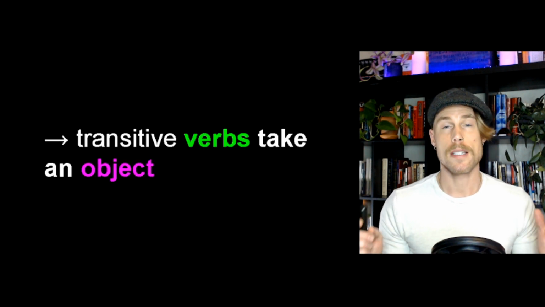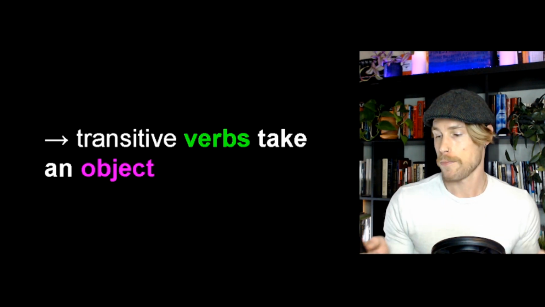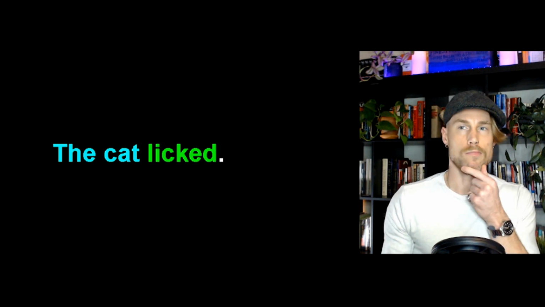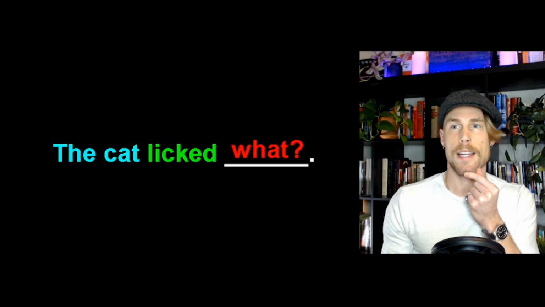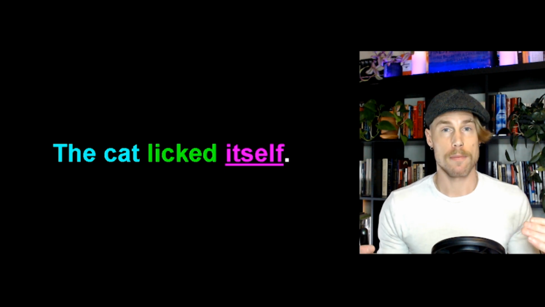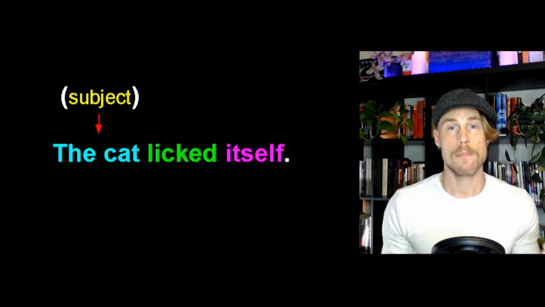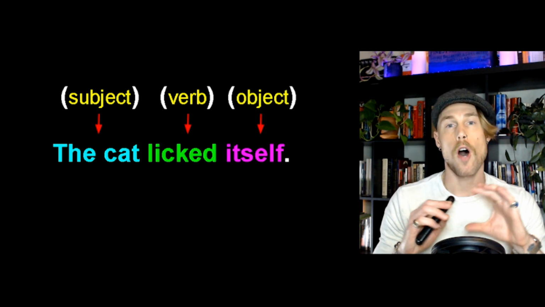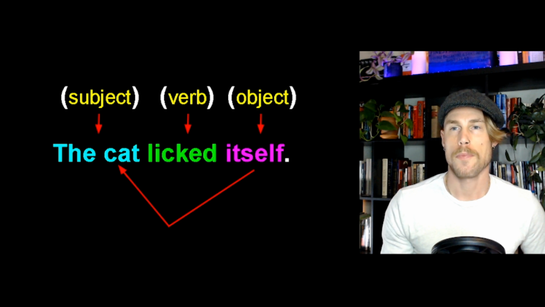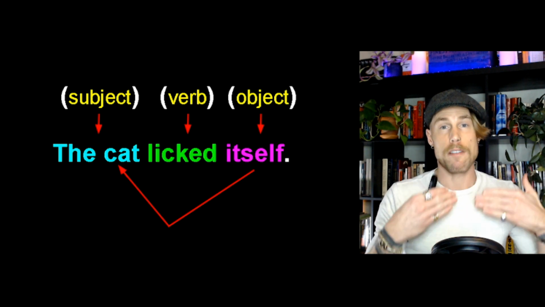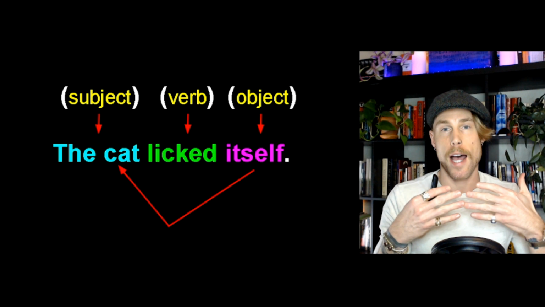Transitive verbs take an object. The cat licked... the cat licked what or who? The cat licked itself. Subject, the cat. Verb, licked, past simple. Itself, object. So, the subject performs the action and the subject receives the action at the same time.